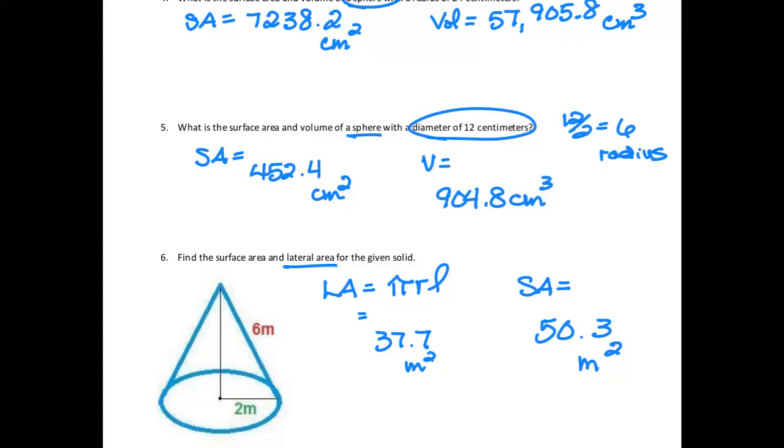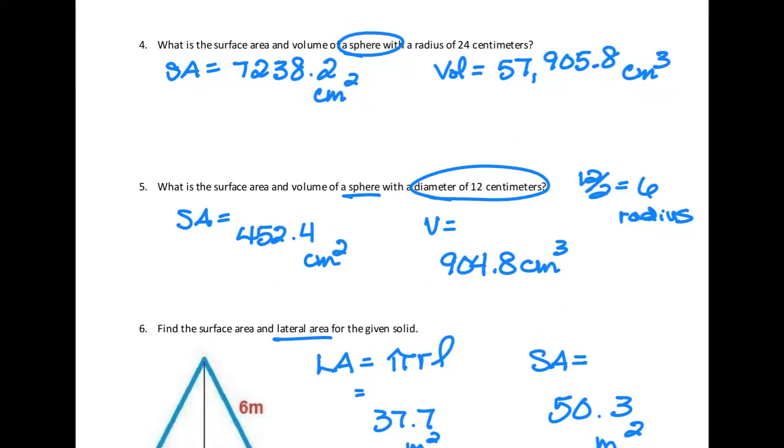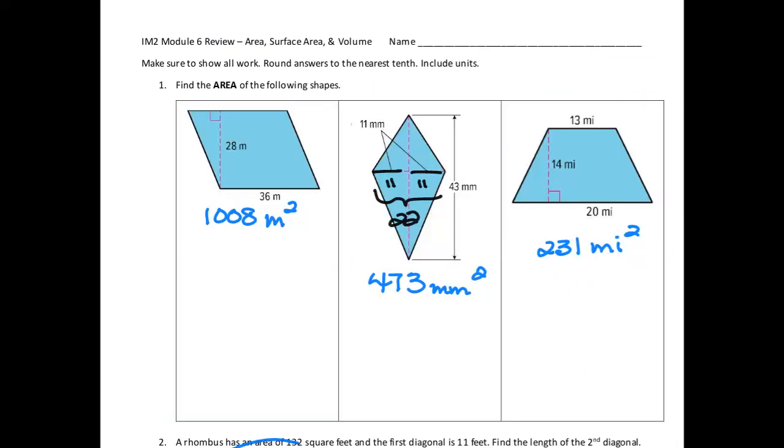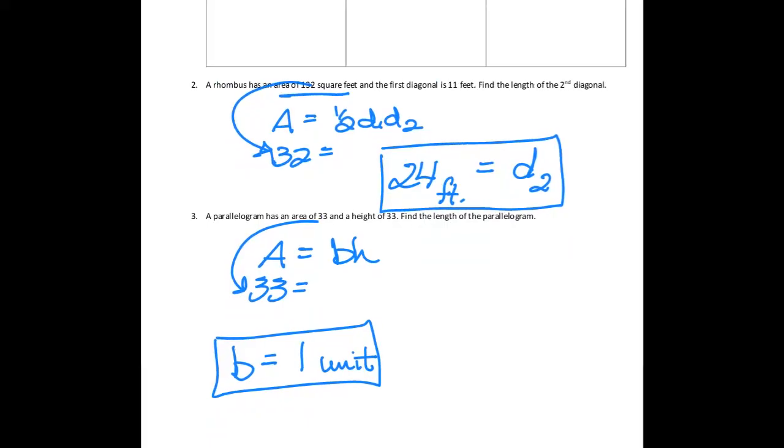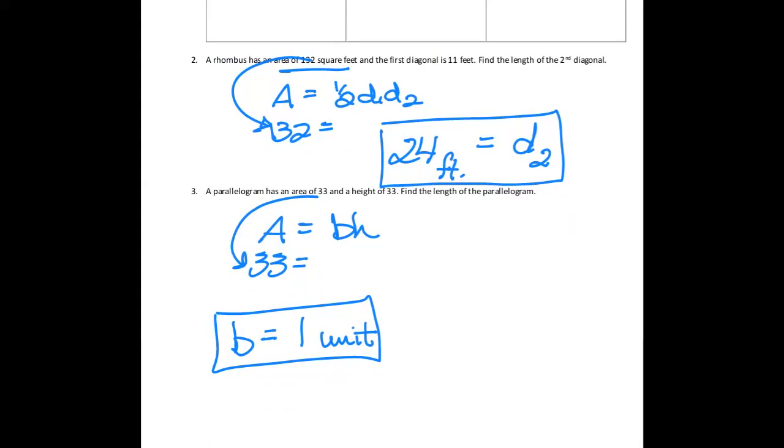What other ones do I think might be tricky? I think you guys got all the hard ones. Number 5, we brought this up already, but make sure you're looking at radius and not the diameter. For 2 and 3 on the very front, make sure you're substituting in for the area so you can find the other length. Okay?